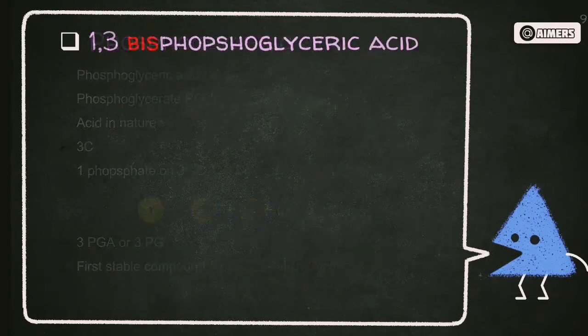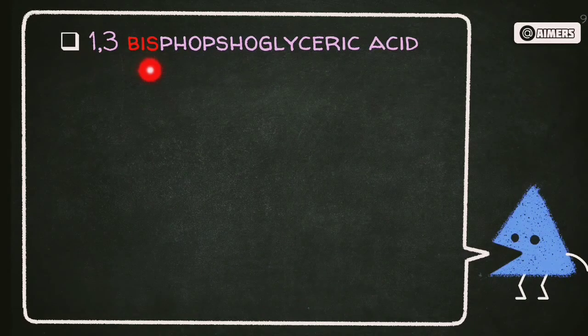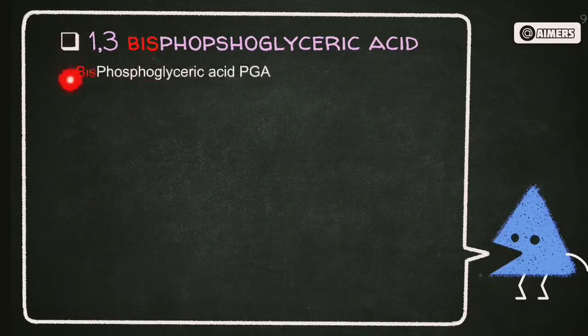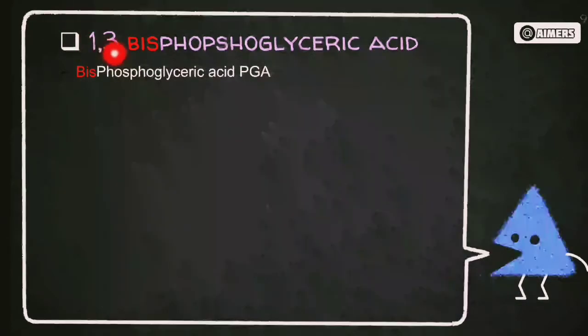Got it? Now the next component in the dark cycle is 1,3-bisphosphoglyceric acid. Now 1,3-bisphosphoglyceric acid is exactly the same as phosphoglyceric acid, except that it contains 2 phosphate groups, on carbon number 1 and on carbon number 3. Now look at its detail: it is bisphosphoglyceric acid. It means phosphate groups are present on different carbons, and those carbons are carbon number 1 and carbon number 3. It is also called phosphoglycerate because it is the same acid. So it can also be called bisphosphoglycerate.